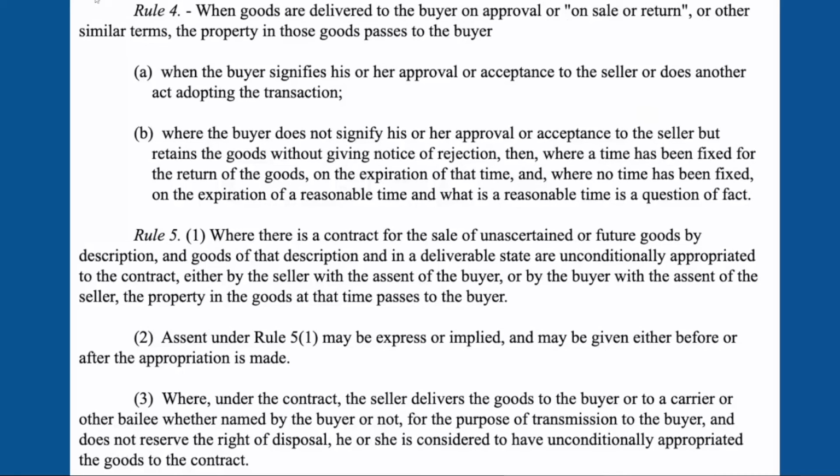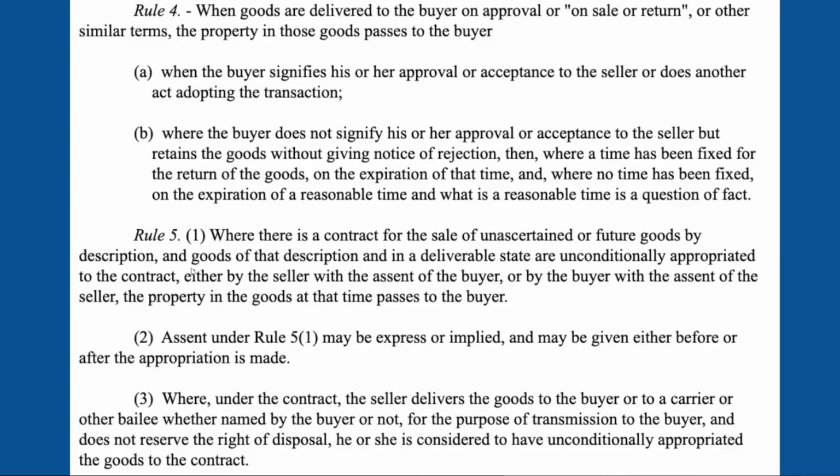So effectively, Rule 4 says that where we agree to sell you a bushel of wheat, and I bring it over to you, you have to take a look at it. When you signify your approval of it, then the transfer of ownership occurs. If you don't signify your approval, I leave it in your truck, but you don't bring it back to me in a reasonable length of time, then we're going to assume that you bought it.